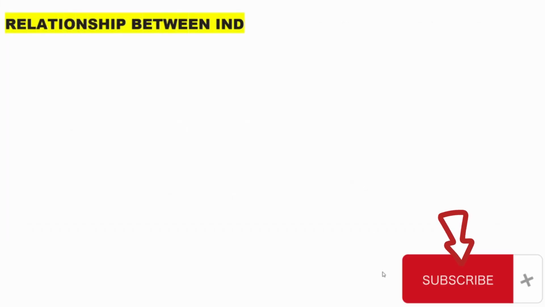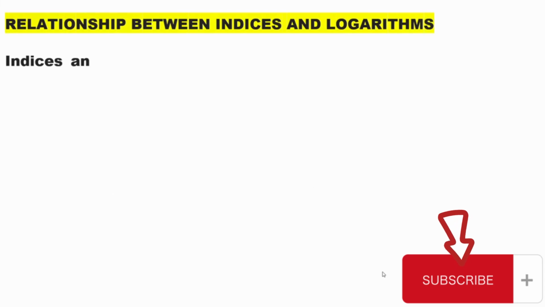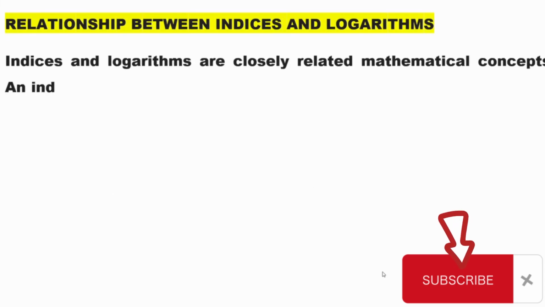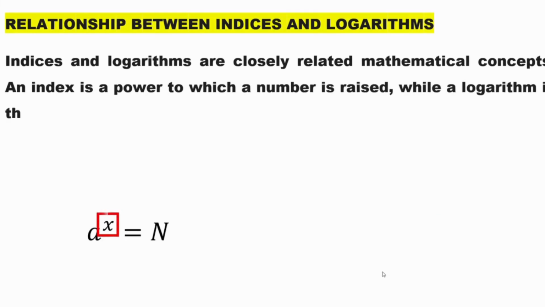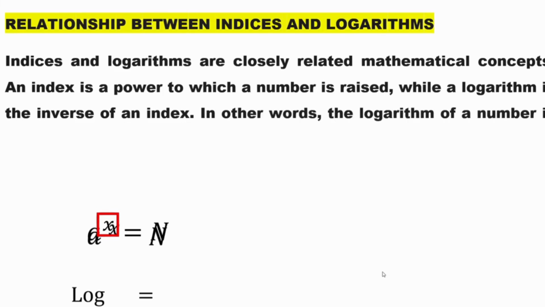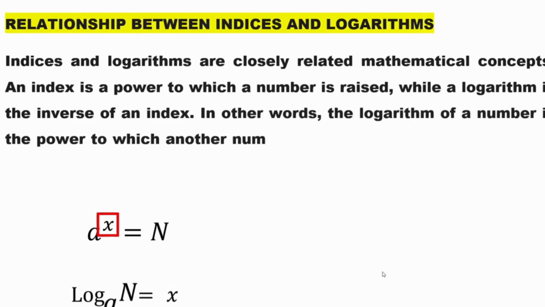Relationship between indices and logarithms. Indices and logarithms are closely related mathematical concepts. An index is a power to which a number is raised, while a logarithm is the inverse of an index. In other words, the logarithm of a number is the power to which another number must be raised to equal the first number.